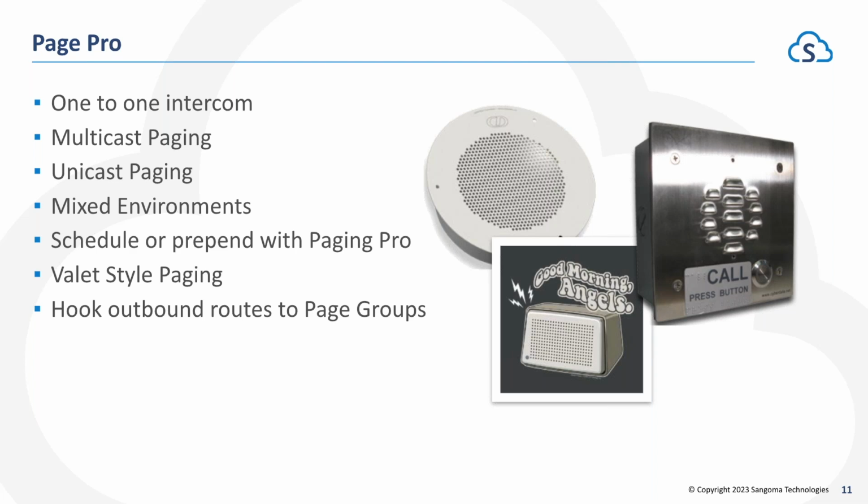Page Pro will do something similar as well with that. And lastly, hook outbound routes to page groups. Kind of a mouthful. Essentially what we can do with Page Pro is initiate a phone call to a system administrator for something like, hey, if someone's going to call 911 or someone places a call to the fire department, anytime the PBX detects that particular outbound route's taking place, it can then place a phone call and bridge a system administrator onto that call. So we can hook a page group to initiate a call based on an outbound route.